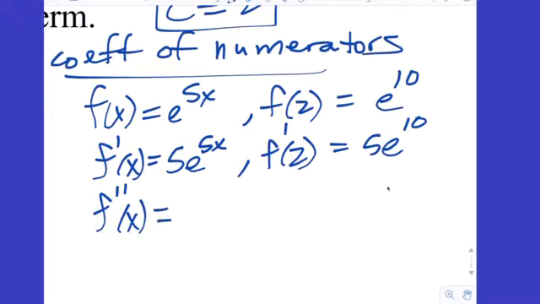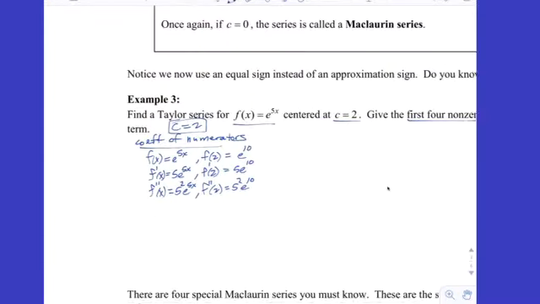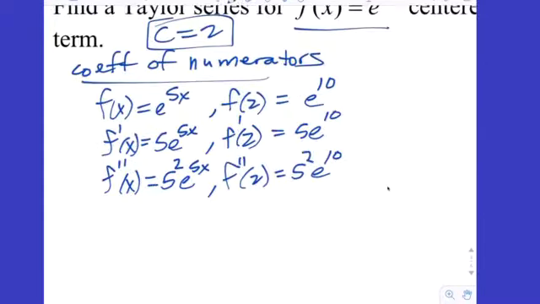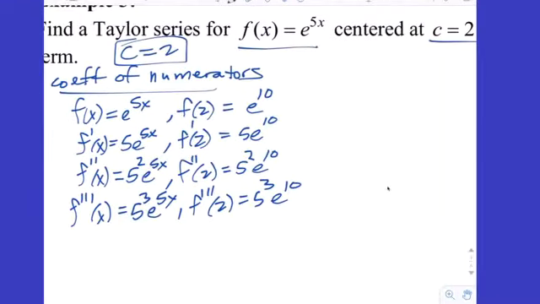The second derivative is 5 squared e to the 5x. I'm just going to leave it like that instead of 25. So then f double prime of 2 is 5 squared e to the 10th. And we need to give the first 4 non-zero terms. I'll go one more. You might be able to stop there and see a pattern, but that's fine. The next derivative is going to be 5 cubed because of the chain rule. It generates another 5. And f triple prime of 2 is 5 cubed e to the 10th. Very good. Whatever derivative we are, the nth derivative, it's 5 to the nth power. So that's the pattern that you want to keep instead of just simplifying the 5. And it looks like it's always e to the 10th.